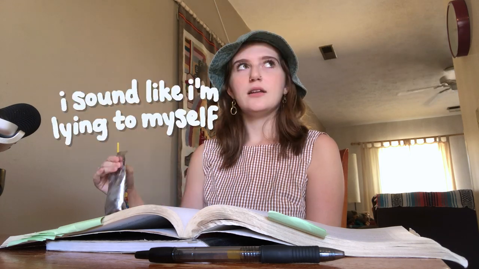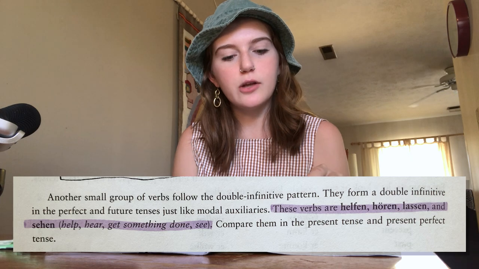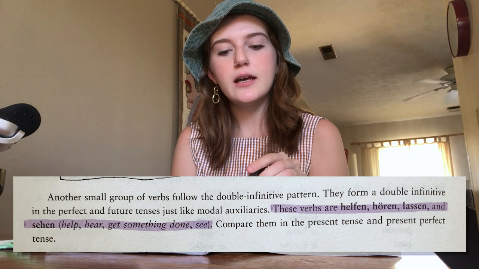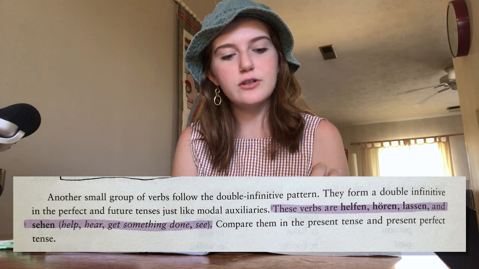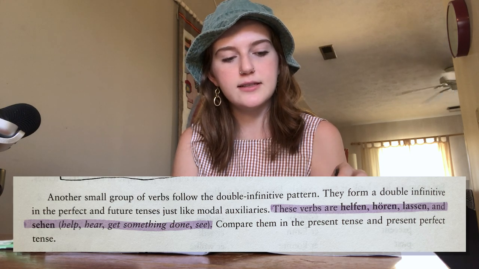Oh, it's kind of interesting because when they throw around big words like double infinitives and modal auxiliaries, you start to get a little bit scared, but I say stuff like that all the time, like ich werde das nicht verstehen können. Yeah, I've said that before. Another small group of verbs follow the double infinitive pattern. They form a double infinitive in the perfect and future tenses, just like modal auxiliaries. These verbs are helfen, hören, lassen, und sehen.